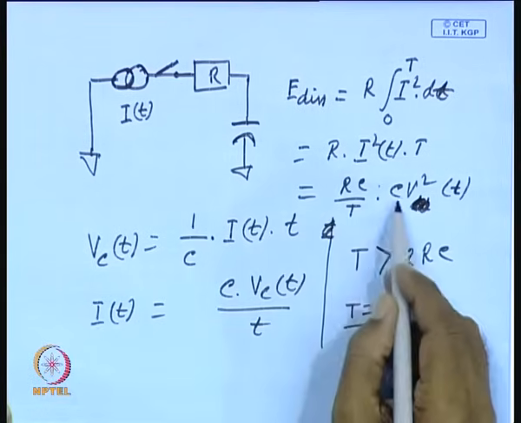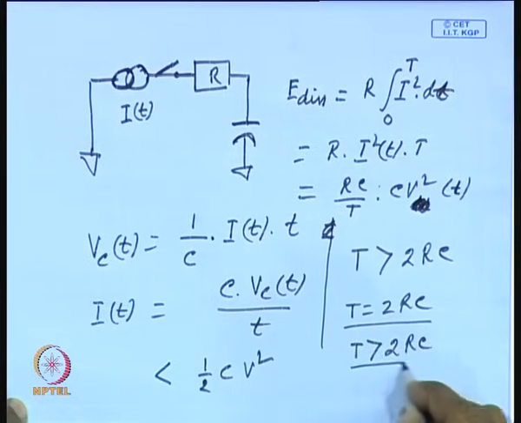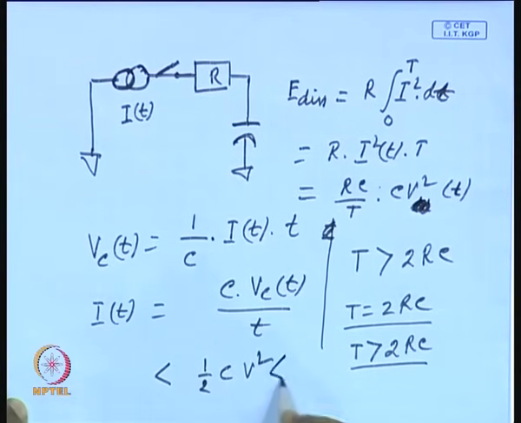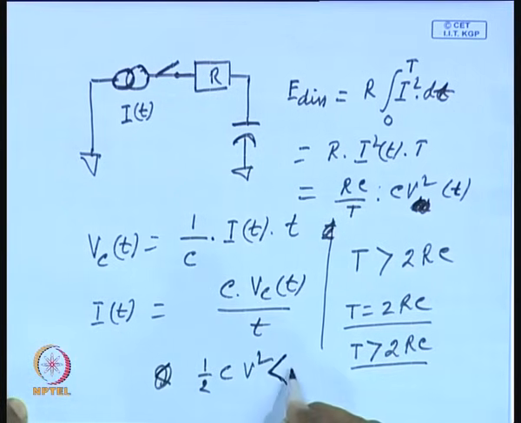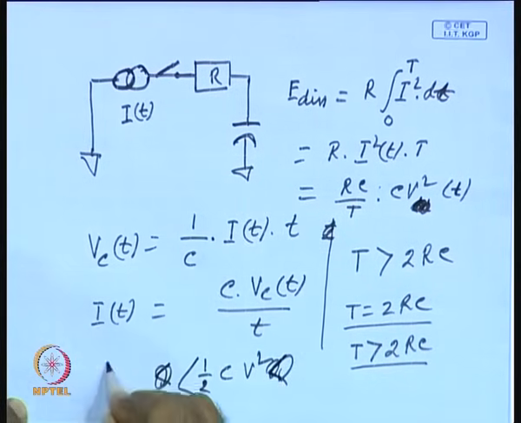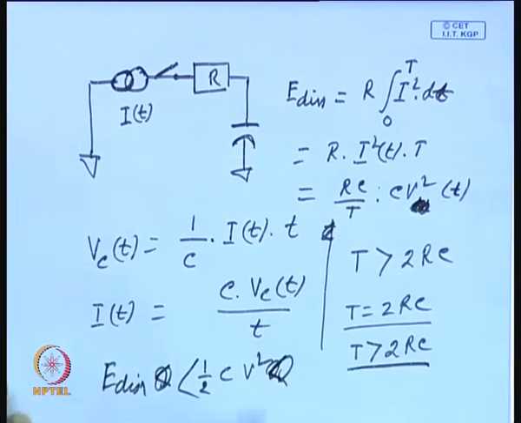That means this expression will become less than half C V square, because t is greater than 2 R C. So, since it is less than, sorry, it will be less than half C V square. So, this energy dissipation, E dissipation, will be less than half C V square whenever t is greater than 2 R C.